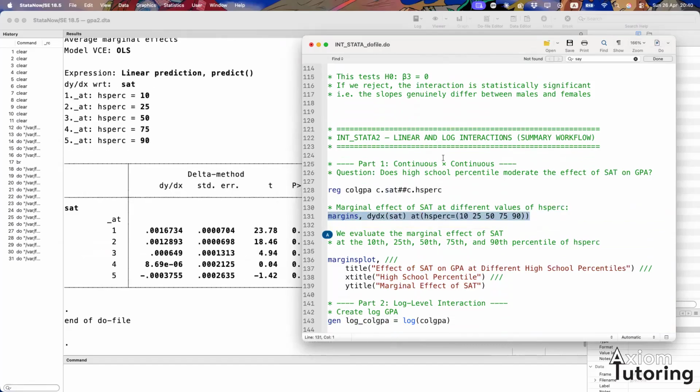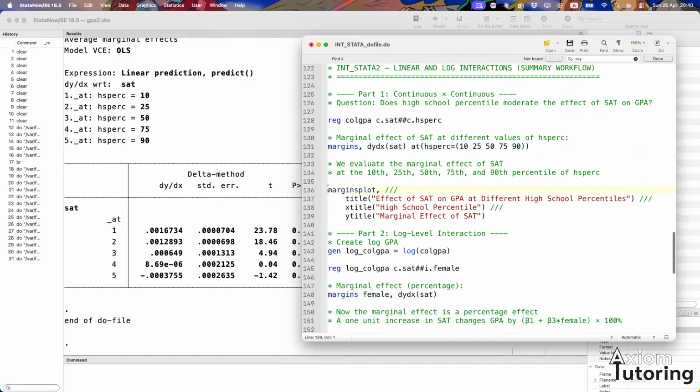We can run the margins right after running the regression so that the betas are saved automatically, and then STATA can make those computations in the background. As we can see, for all of the 5 different values in here, we've got different numbers, which should be reflective of the fact that the marginal effect should be different depending on the percentile value, because we know that the derivative in this case would have been beta 1 plus beta 3 times the percentile.